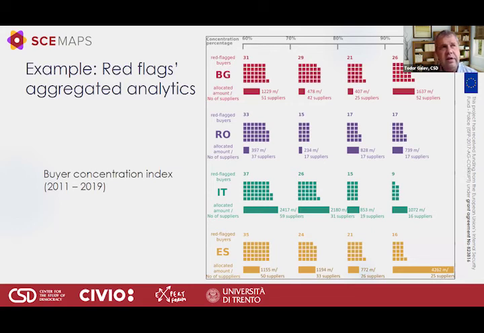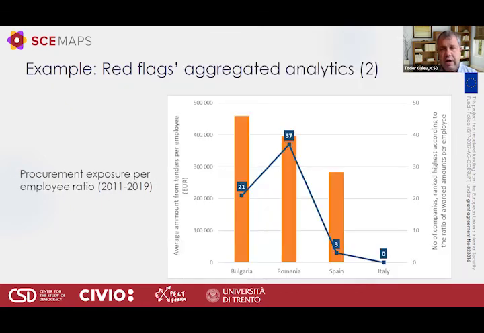And it means that they're more prone to state capture and corruption, processes that allow this type of procurement concentration between buyers and suppliers.